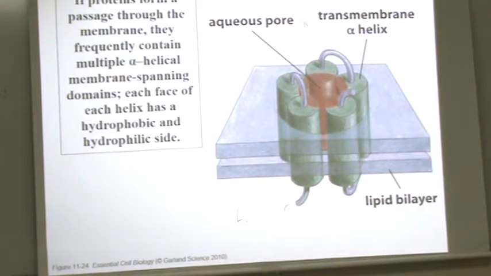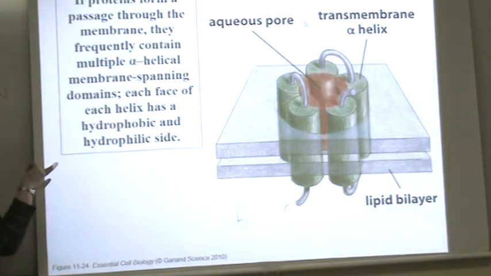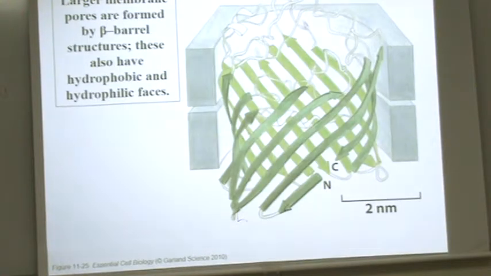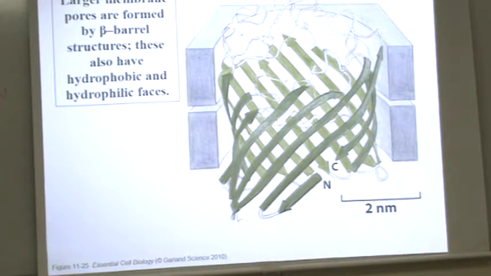And if you read in a paper or something about a protein and it's got 5, which is not common, 7 is more common, 7 transmembrane alpha helix forming a channel, it would be that style. If you need a bigger hole through the membrane, those tend to be beta barrels.